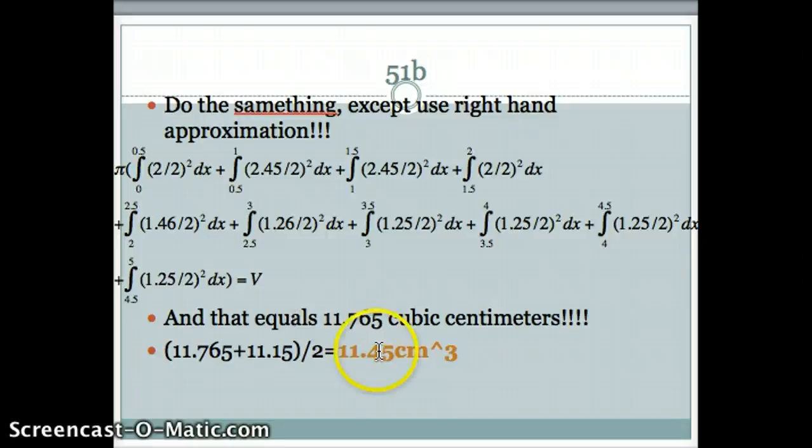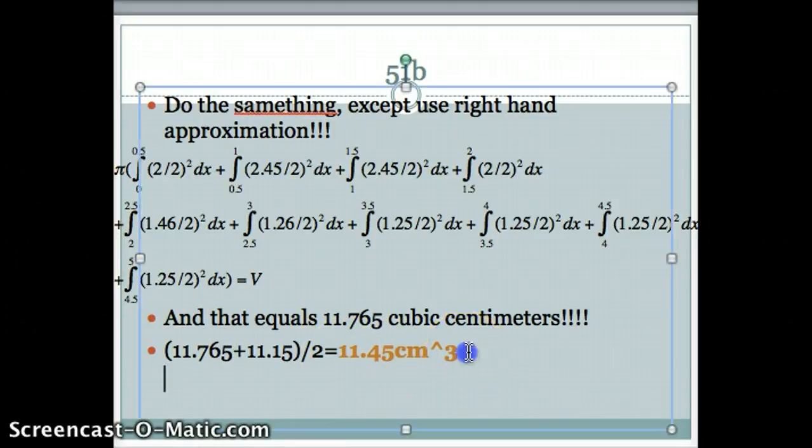And so now I have to find the average of the volume approximations, so I added them up and I divided by 2 and I got 11.45 centimeters cubed. And that is the answer to the question that I had to answer.